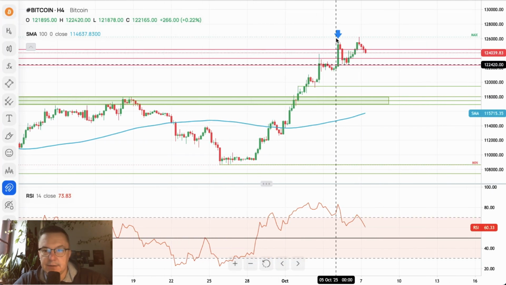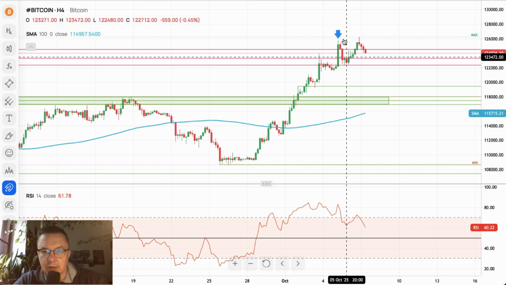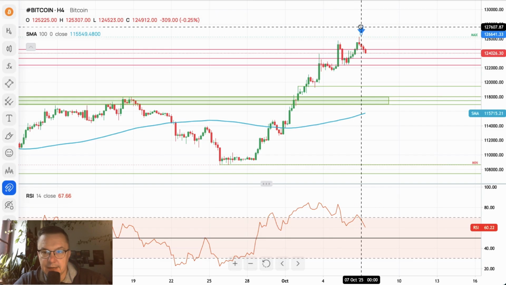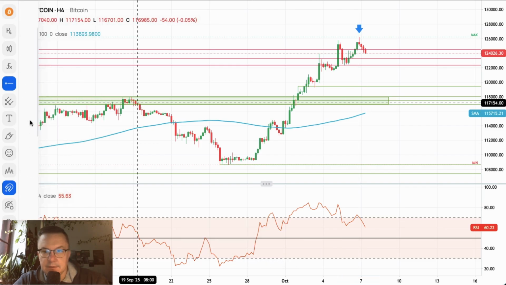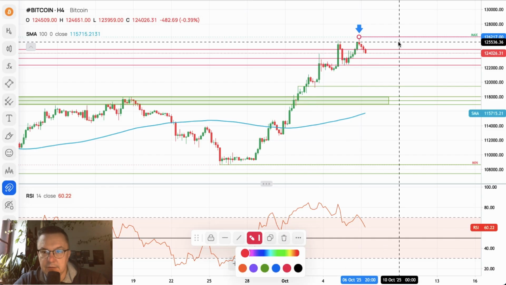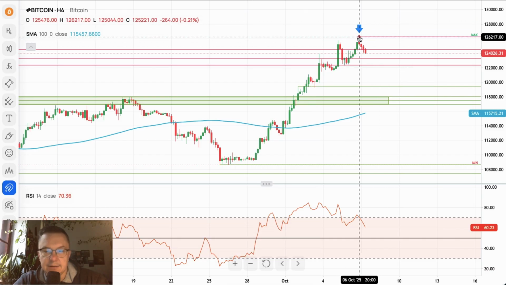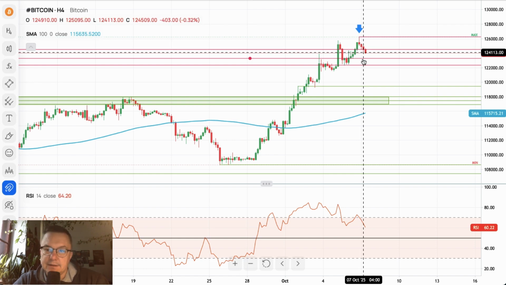Bitcoin made a new all-time high again overnight, 126,216. So that's the new all-time high, and it all depends how shallow the correction will be, the pullback will be. We will mark it as the swing high, all-time high, and technical resistance. Now we are back inside the previous supply zone.